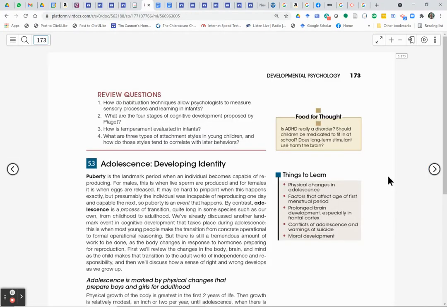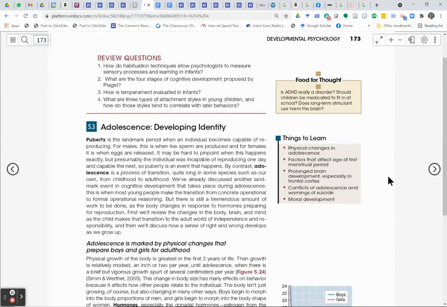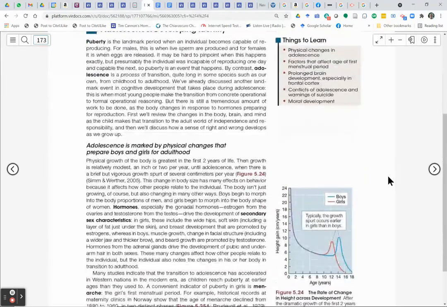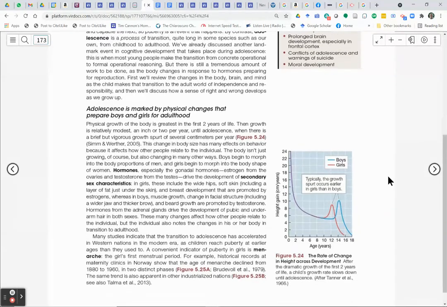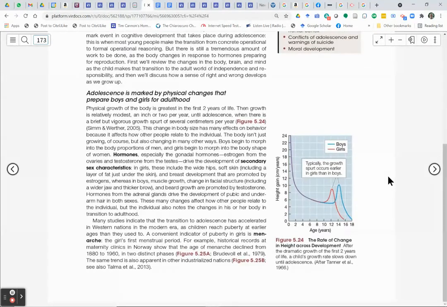Some of these vignettes are just painful. Adolescence, the hormones are important. Interactions with self sex hormones. When menstruation starts is relevant.